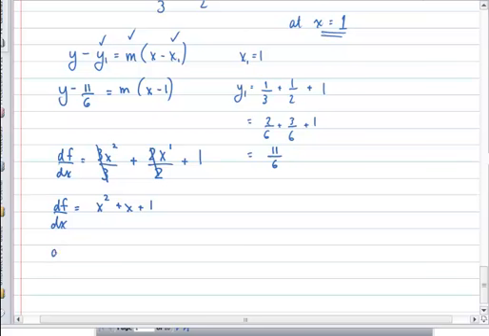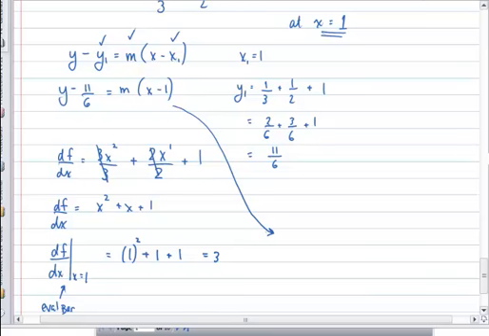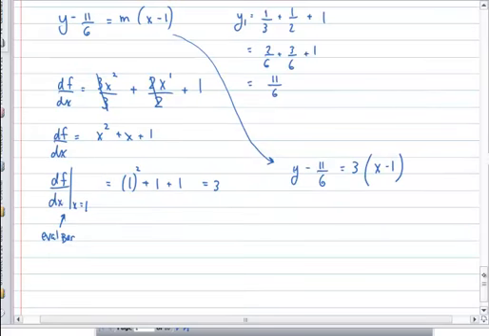So now all I need to do is evaluate the derivative at x equals 1. And do you like that? That's called the evaluation bar. So that means that I'm going to evaluate the derivative at x equals 1, and then I can plug in 1 squared plus 1 plus 1, and this is going to equal a slope of 3. So now I rewrite my equation. Y minus 11 over 6 equals 3 times x minus 1. And this would be sufficient for an equation of a tangent line.